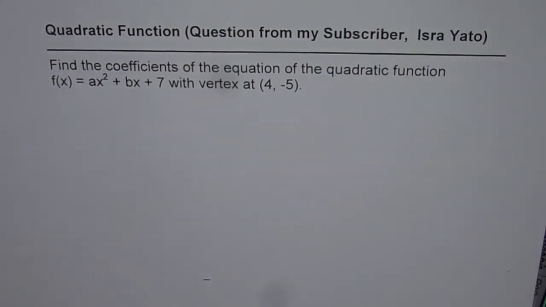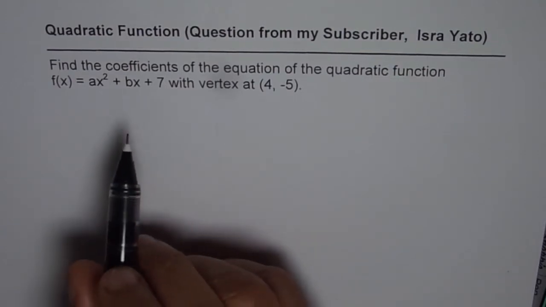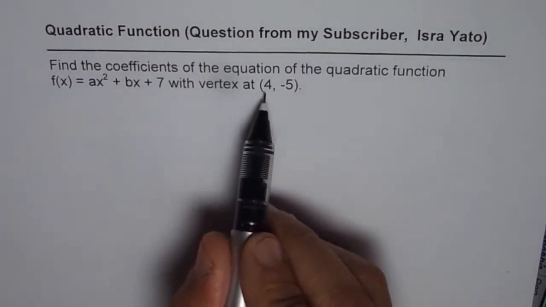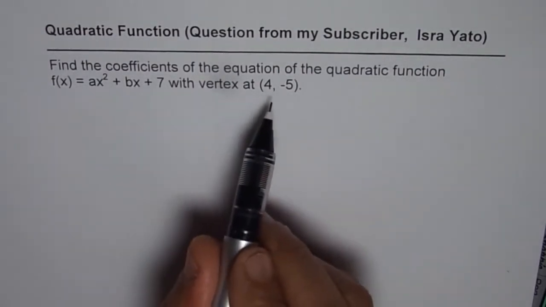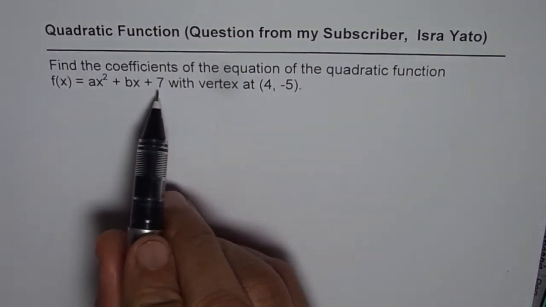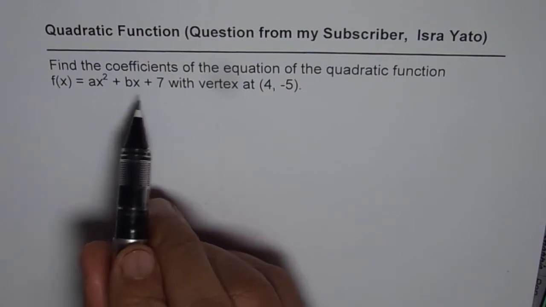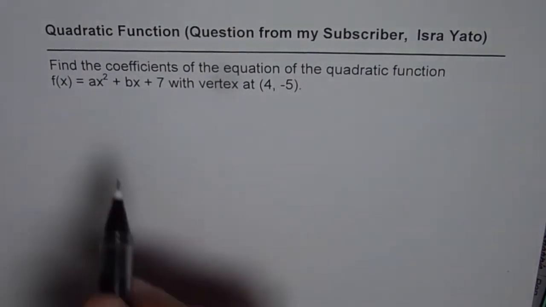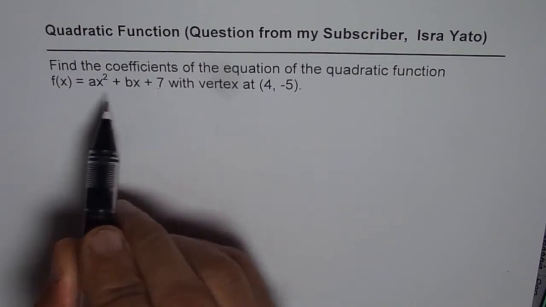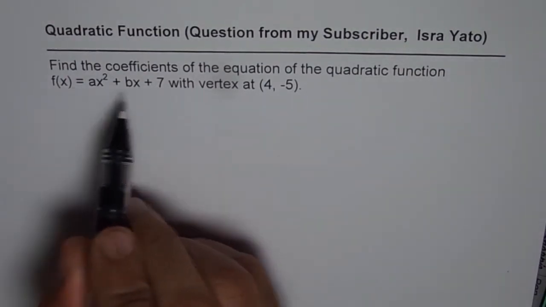Let me thank my subscriber for such a beautiful question. I would like to do justice with this question. We already know the vertex is (4, -5), so we know one point. And since we are given 7 here, we also know a second point, the y-intercept, which is (0, 7).